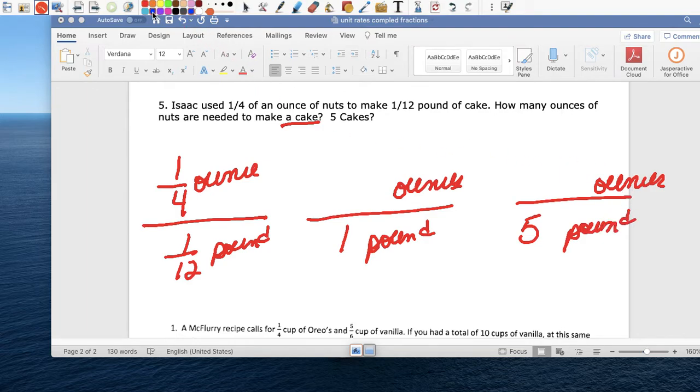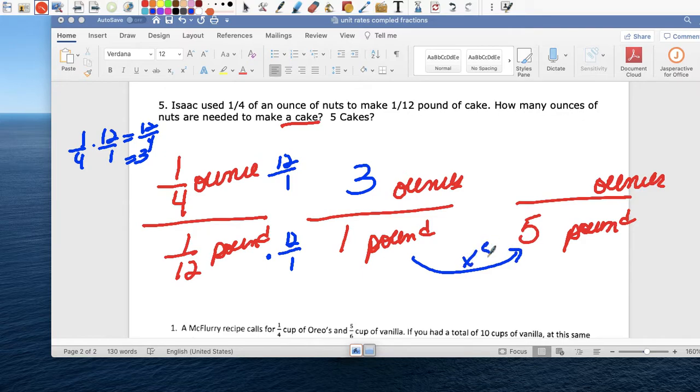All right, so same thing. Let's change that to a unit rate. So I'm going to multiply by 12 over 1, the reciprocal, over here, likewise. So what's 1/4 times 12? 1/4 times 12 over 1 equals 12 over 4, which equals 3. And that's what we get here. So it takes 3 ounces of nuts to make 1 pound of cake. To make 5 pounds of cake, well, we just multiply by 5, and we get 15 ounces of nuts.